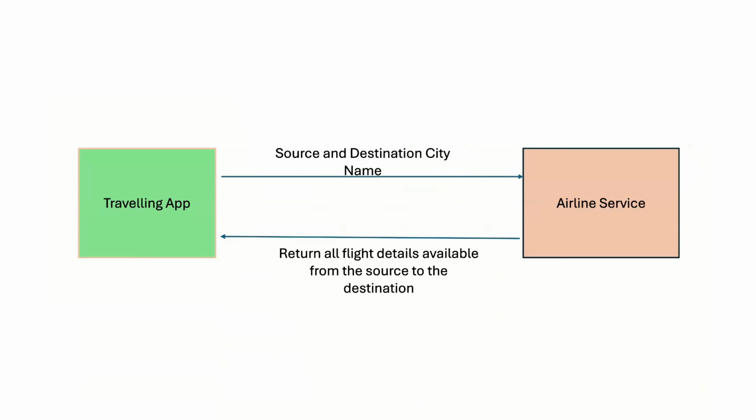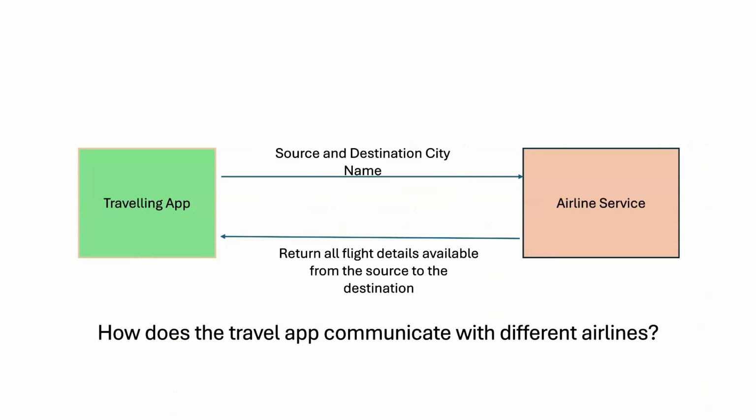Let's break it down with an example. Say you want to fly from Delhi to Goa. You enter your details into the travel app, and it instantly shows you a list of flights. But how does the app know this information? The travel app itself doesn't store flight schedules. Instead, it fetches this information from various airlines, which are third-party services.